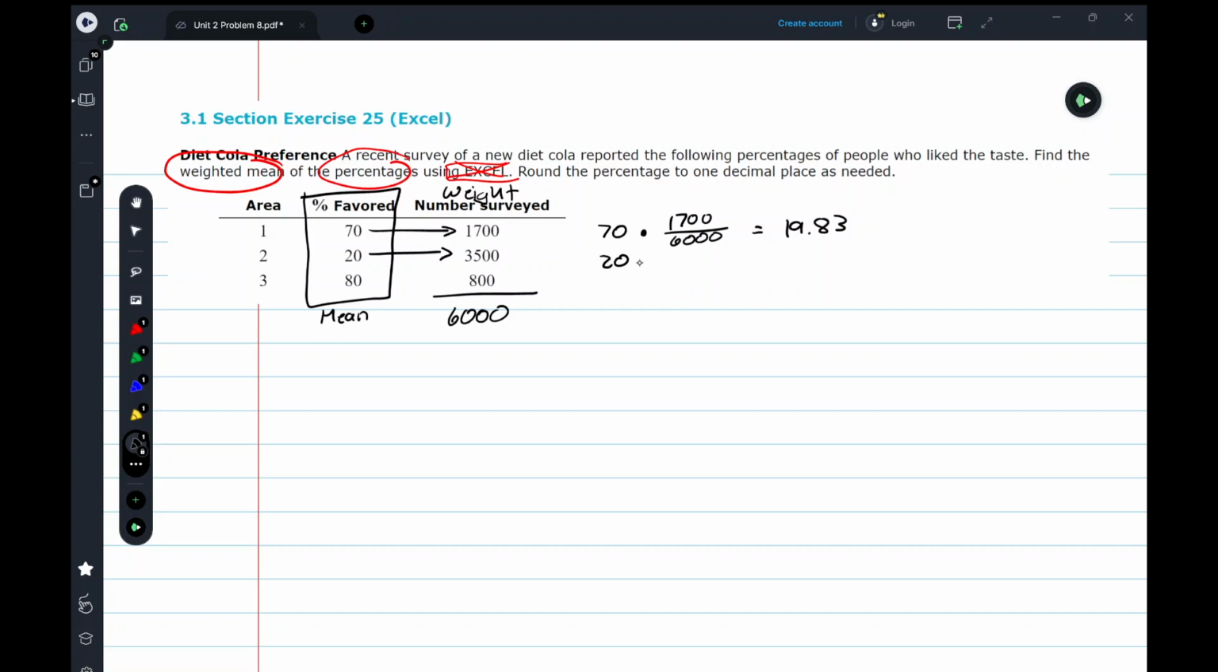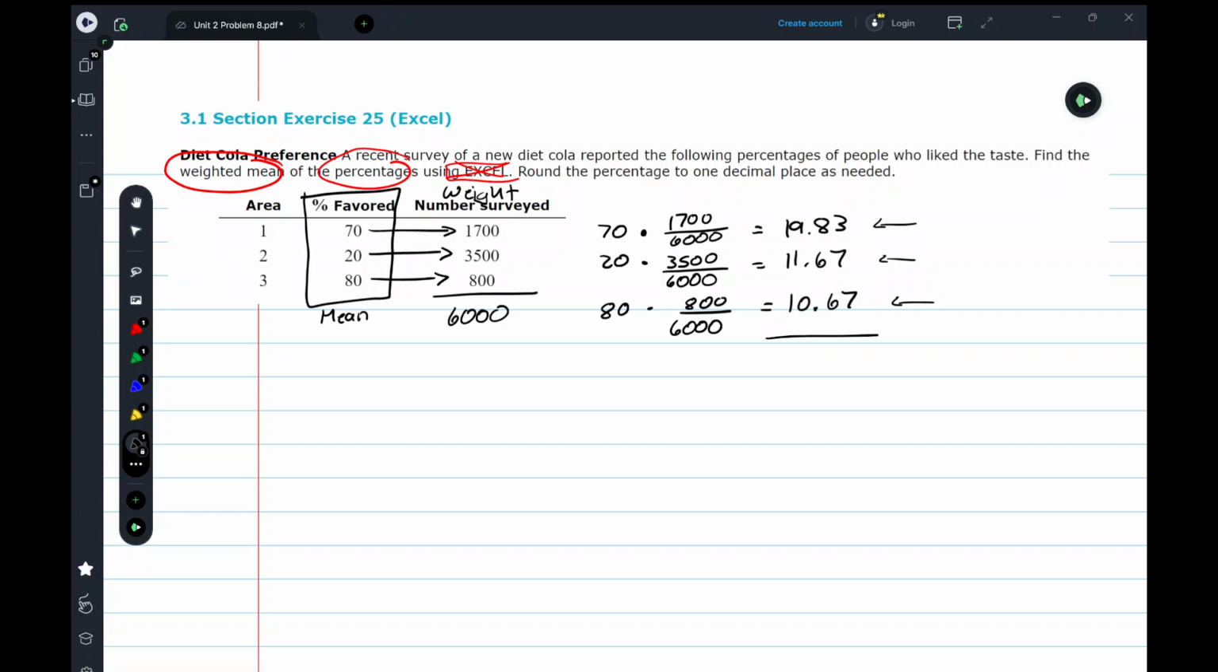So 20 times, it has a weight of 3,500 over 6,000. Notice that that fraction is going to be bigger than the 1,700 over 6,000. So in other words, it's going to carry a larger weight for this 20. If I do this, I end up with 11.67. And lastly, I do my 80 times 800, so it has the smallest weight to it, over 6,000. If I do that, it equals 10.67. So these are the weighted values of each of the areas here.